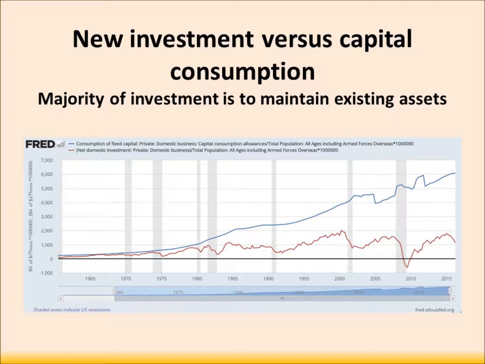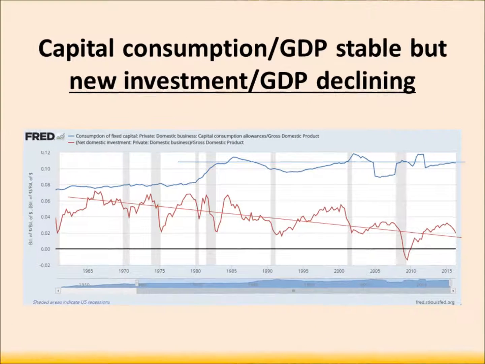This chart shows each of these on a per capita basis. Note how capital consumption keeps trending up, but new investment on a per capita basis has been mostly flat since 1985. And then this is the key chart. This is very interesting because you can see that capital consumption as a percent of GDP is basically stable at around 11% since 1985. But the red line, which shows new investment as a percent of GDP, has actually been trending down since 1965. So we are now down to about 2% of GDP in terms of new investment.